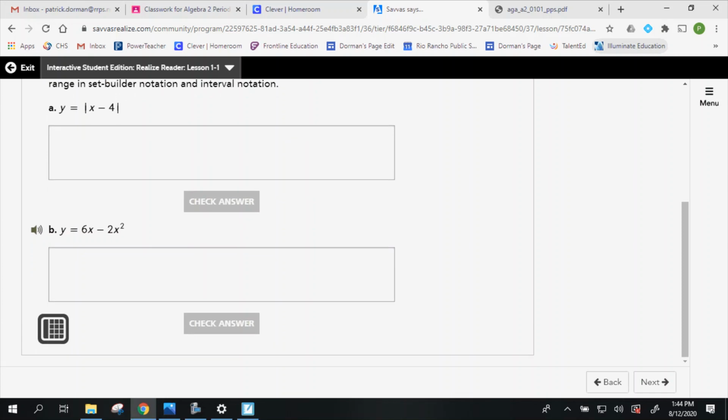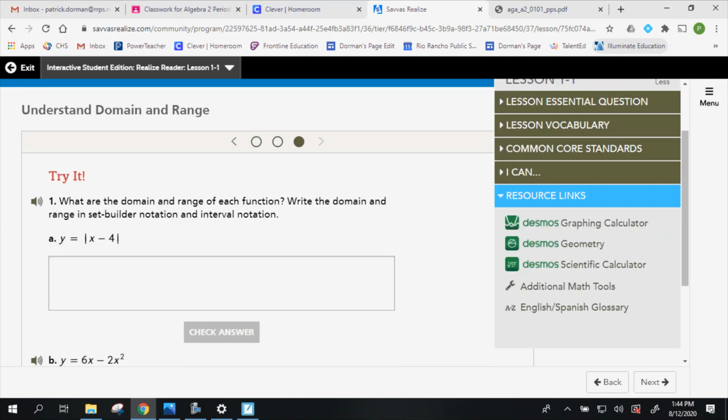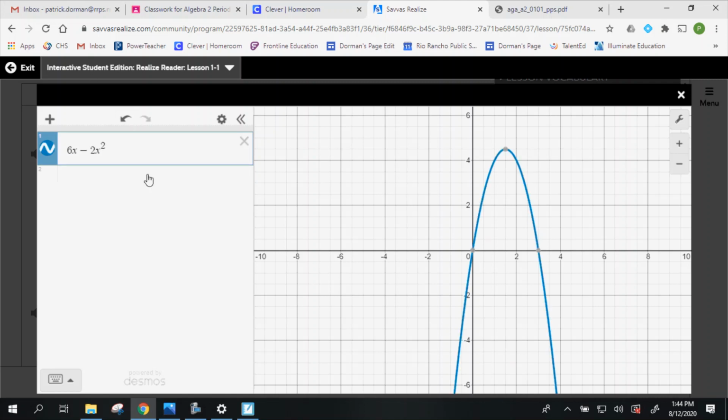All right, let's look at this one. Let's find the domain and range of this last one right here. We're going to do 6x minus 2x squared. Let's get the calculator out again. 6x minus 2x squared. Here we go. Oops, I don't know what happened there. Ah, that's perfect. All right, there we go.